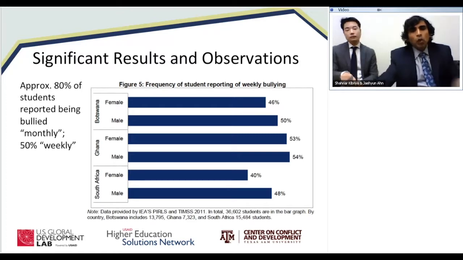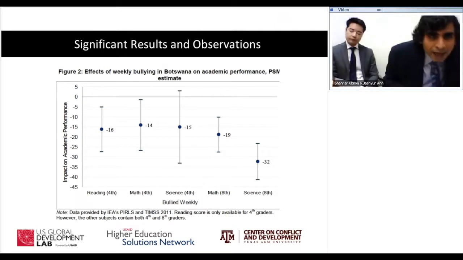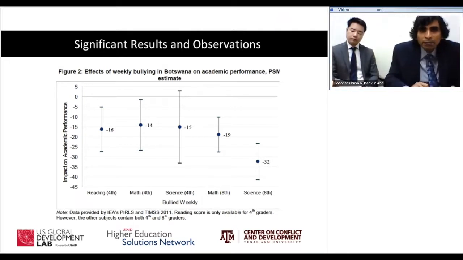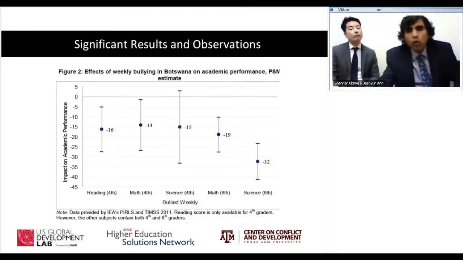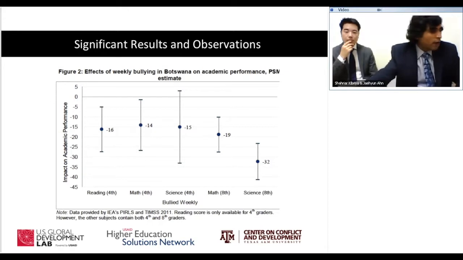Now, I'll go on and present some of the results. This is a graph showing the effects of weekly bullying in Botswana on academic performance. We present the propensity score matching estimates here. We show the spread and the average effect of bullying. For 8th grade science students, the effect is highest, with a 32% score decrease on average. Just to put things into perspective, the scores mainly lie between 300 and 500.